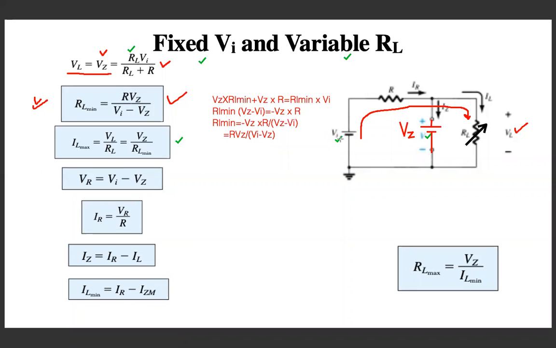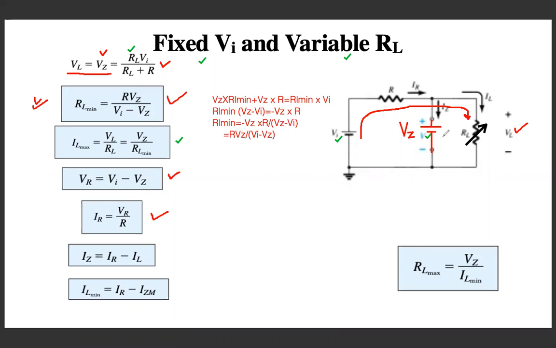VI, the input, is the total voltage that we were applying. VR is the drop across the resistance. So simply we can say that VR, the drop across the resistance, will be equal to VI minus VZ. From here you can find the value of VR. If you have calculated the value of VR, then you can also calculate the value of IR. So IR is equal to VR divided by R. Now you know the value of IR.